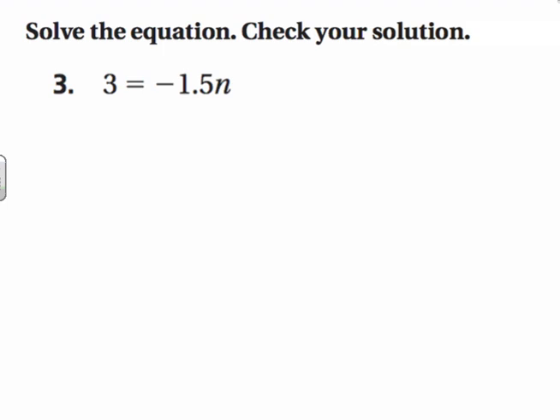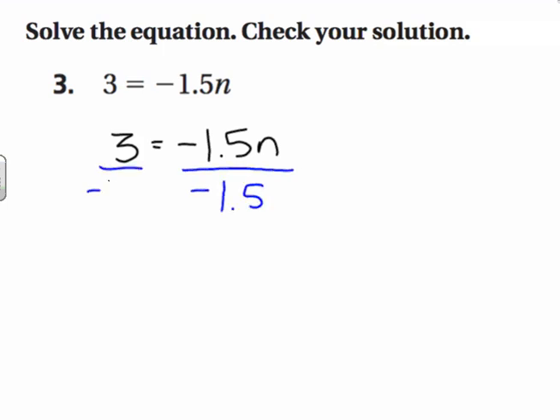All right, next one is very similar to number 2. We have the equation 3 equals -1.5 times n. And to undo multiplying by -1.5, I'm going to divide by -1.5 on both sides. So on the right-hand side, where the variable is, -1.5 divided by -1.5 is just 1. So I get 1n. And now I need to figure out 3 divided by -1.5.